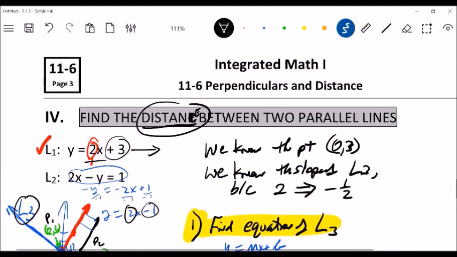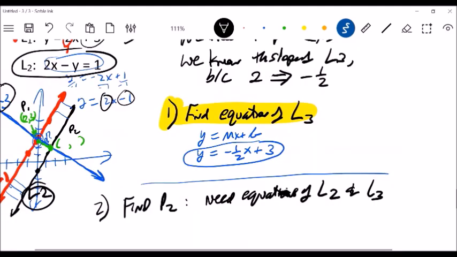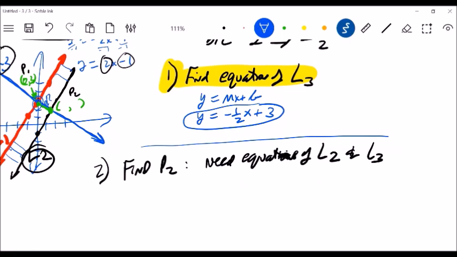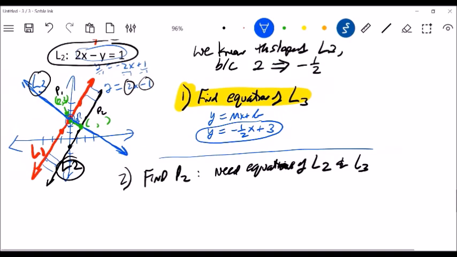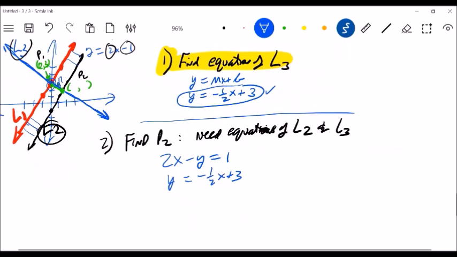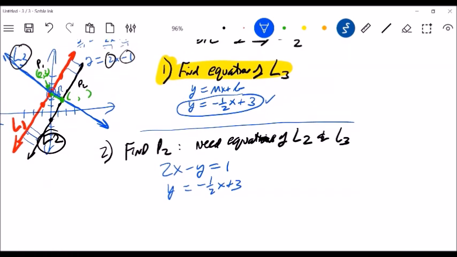L2 was given to us right here. So let me bring this back down. 2x minus y equals 1 is one equation, and we just came up with the other equation. Y equals -1/2 x plus 3. So I have a couple of things I can do. I could, in this case, change this around to set 2 y's equal, or I can take this and substitute it. I think I'll do the substitution one right now.